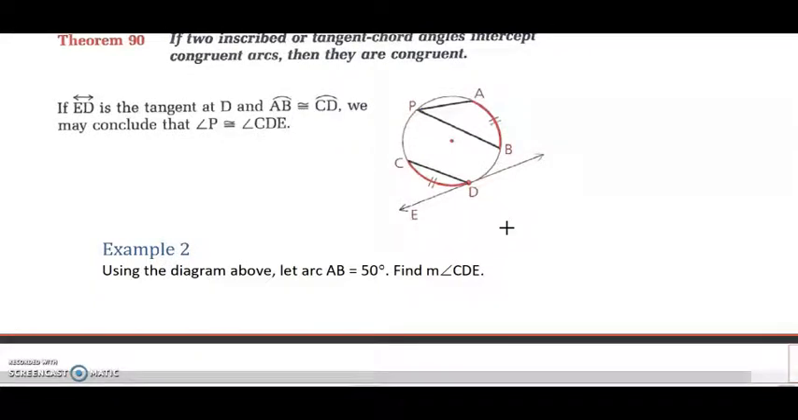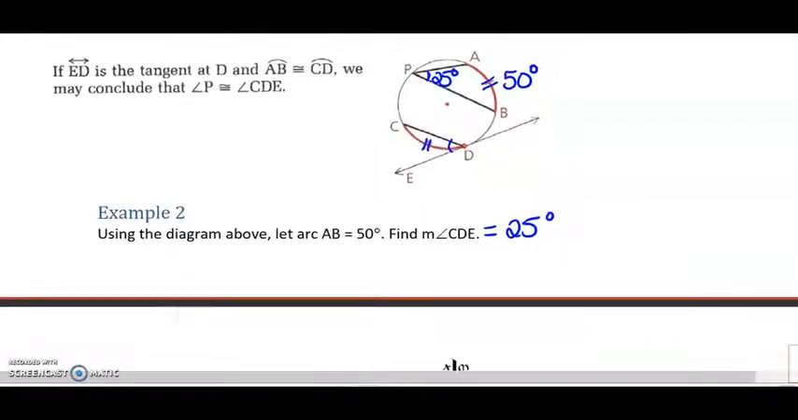If we use the diagram above, we're given that arc AB is 50 degrees. That means that the measure of the inscribed angle APB is 25 degrees. And since these arcs are congruent, the angles that form them are also congruent, so CDE is also 25 degrees.